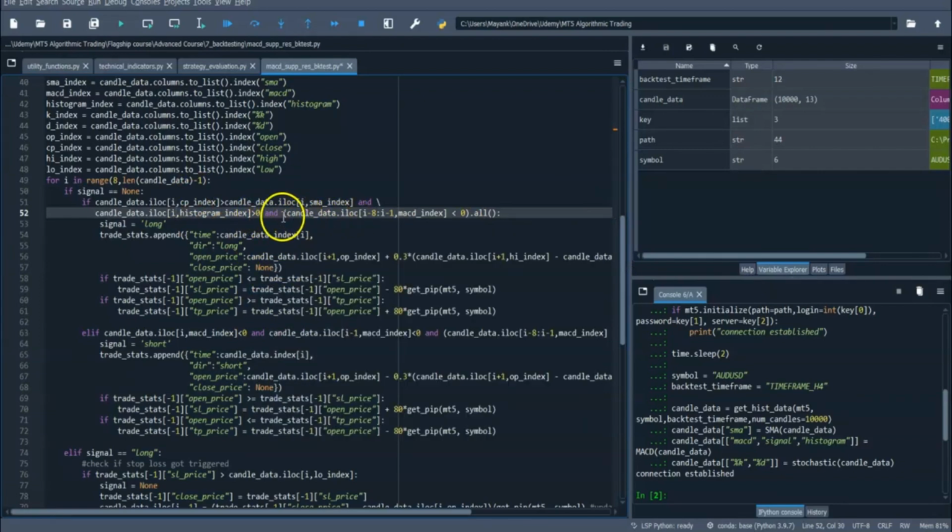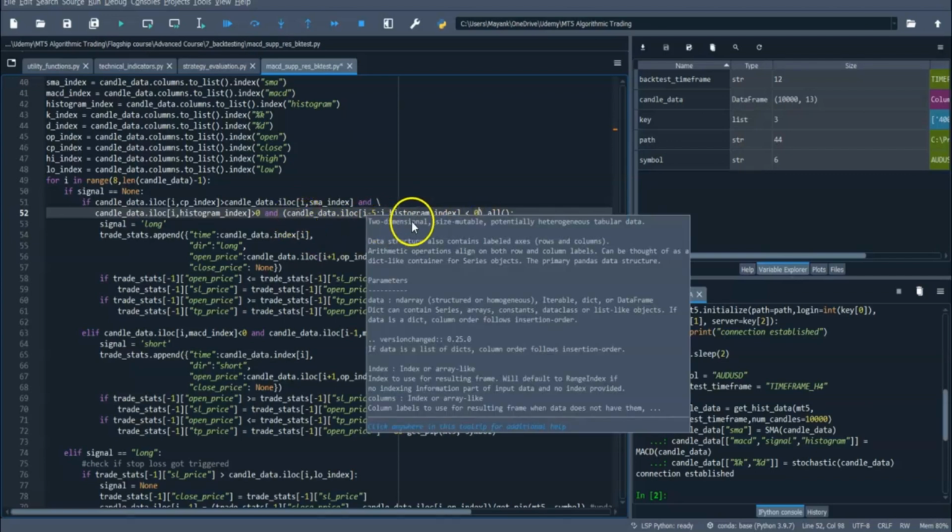So what I'm going to do is check the previous 5 histograms and ensure that they were less than 0. The current histogram is greater than 0, and I want the previous 5 histograms to be less than 0. Again, we know how to do that: i-5 till i histogram index is less than 0, all.